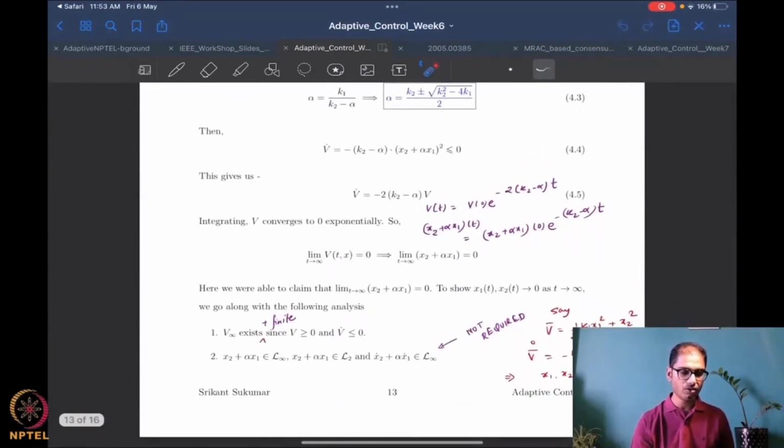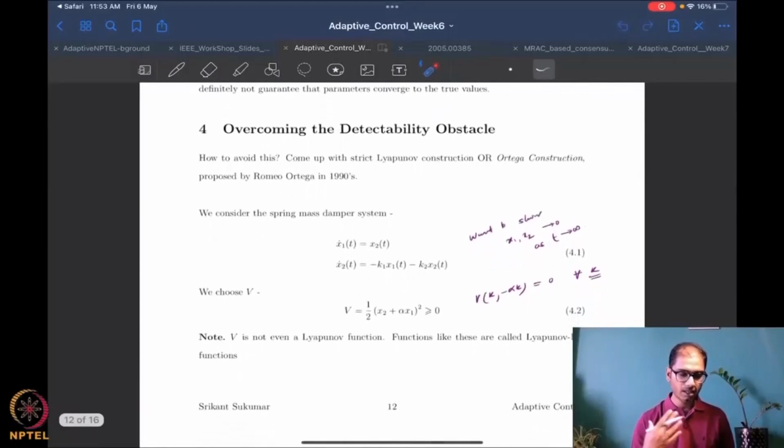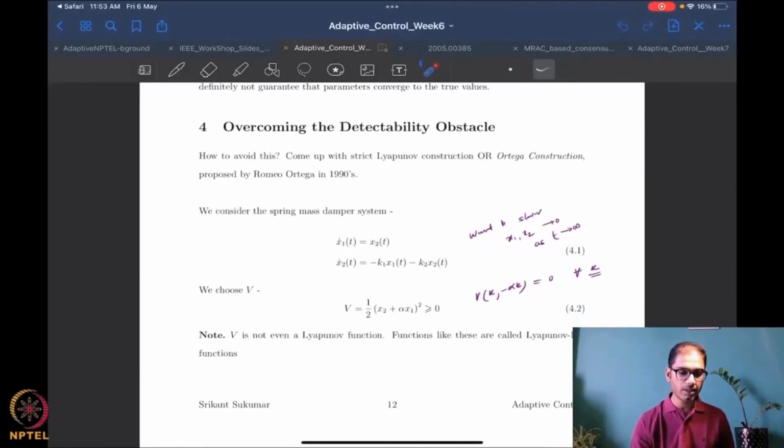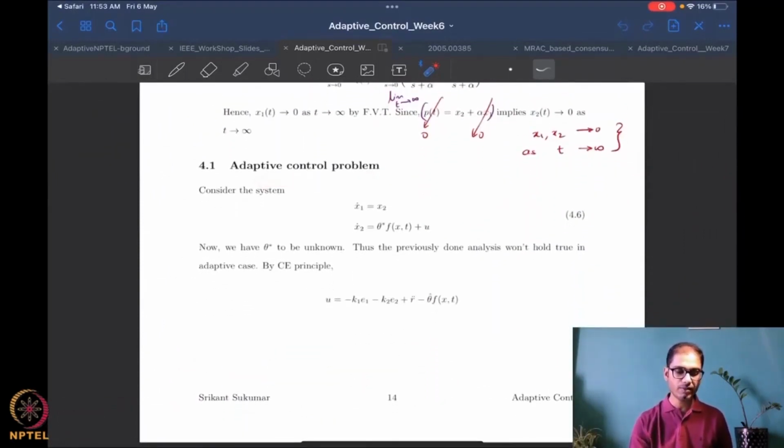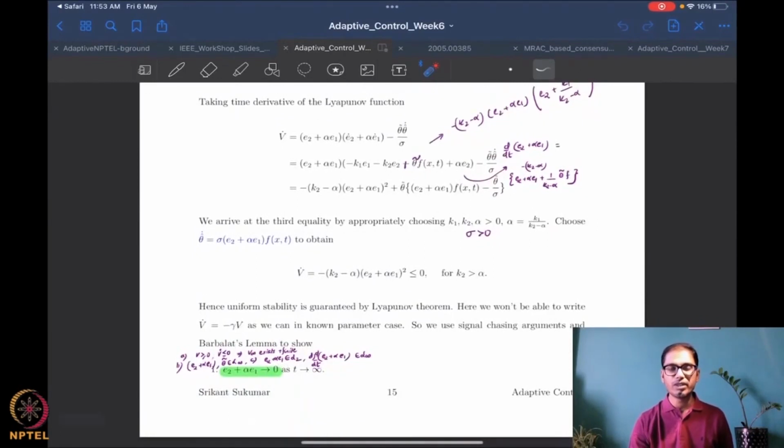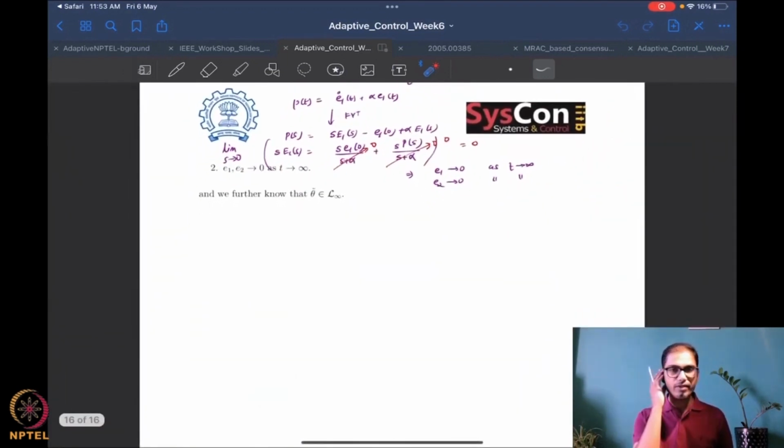We first showed how this construction works for the general stability proof for a system like 4.1, which is like a spring mass damper system. And then we used it for our adaptive control problem in this section. And we showed that with this sort of a construction, which is not even a Lyapunov function, in fact, it is what we like to call a Lyapunov-like function, we could show that both the states, that is the e1 and e2, converge to the origin as we desired. All right. So this is where we stopped.